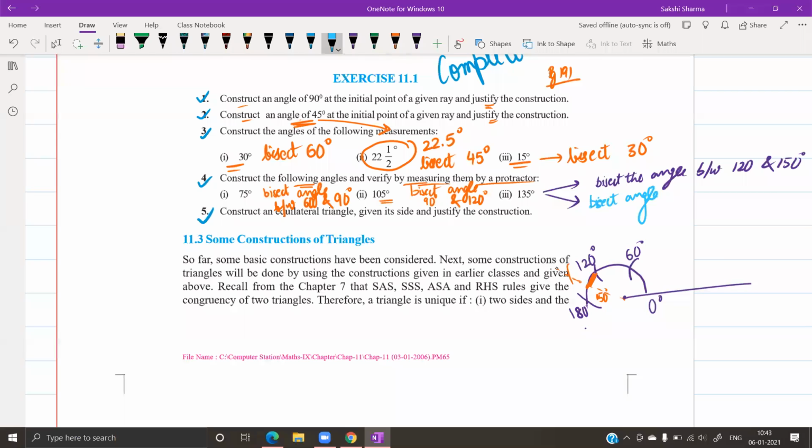It will be obtained by bisecting the angle between 90 degrees and 180 degrees. Would it be right? Yes, ma'am.